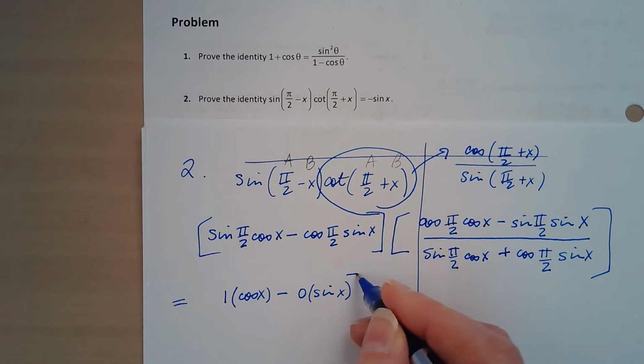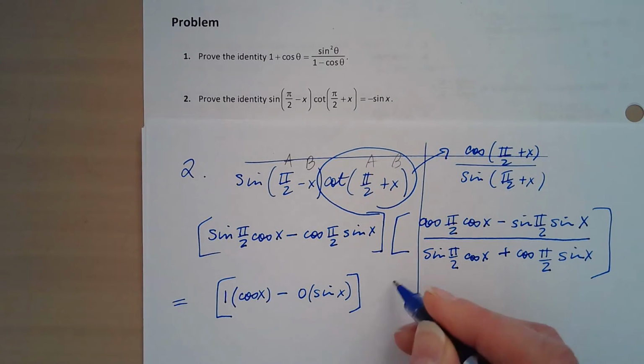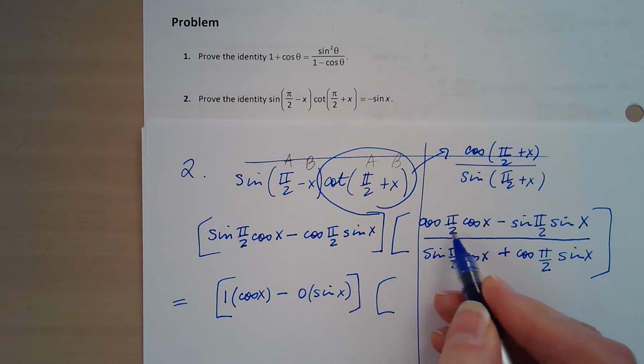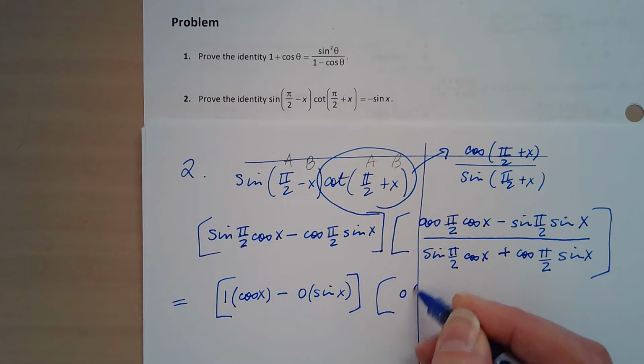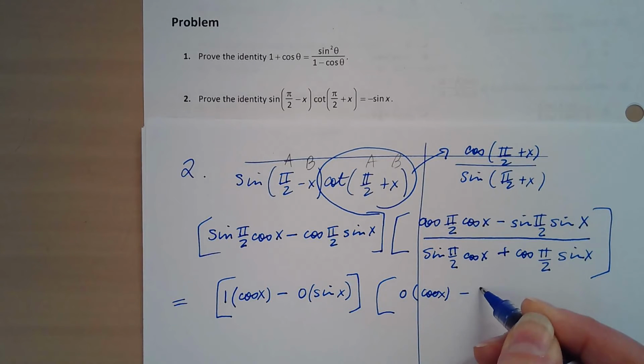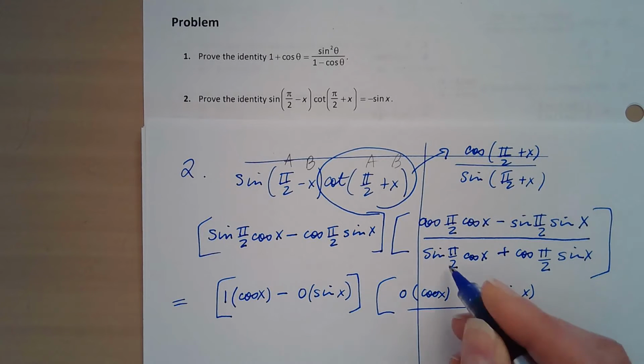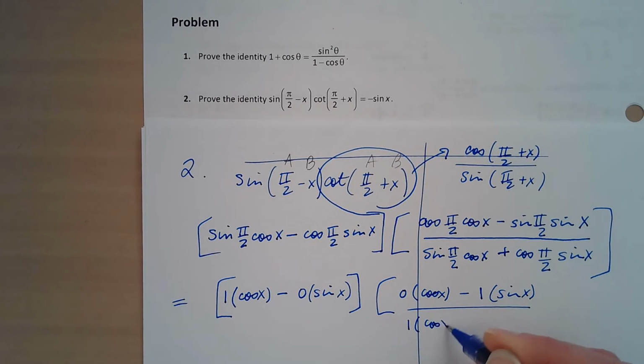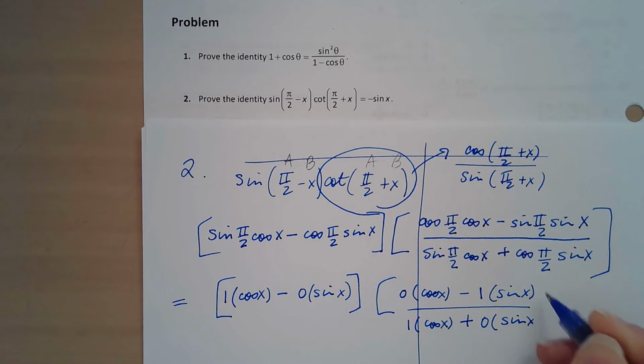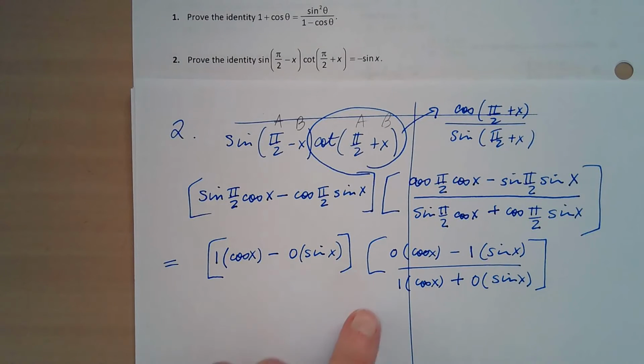So I'm just going to leave that for now just to show you how I got all my values. And once again, cos of pi on 2 is 0 times cos of x minus 1 times sine of x, all over 1 times cos of x plus 0 times sine of x. Now, when you're doing your work on your own, as soon as you get 0, you might not even want to bother writing that down. But I'm writing it down so I can clearly show you how I got all my values.